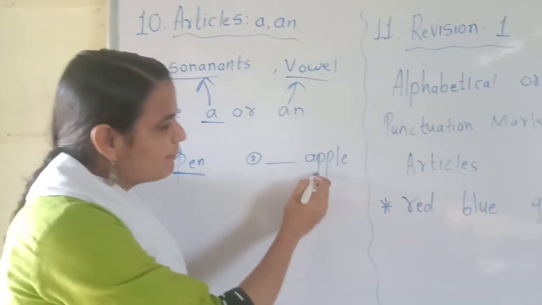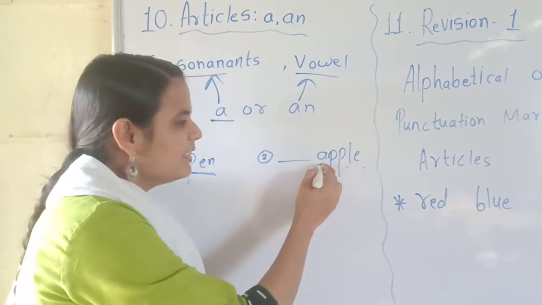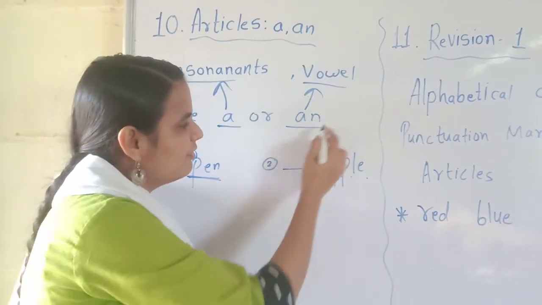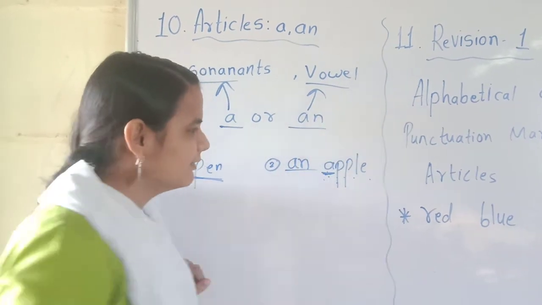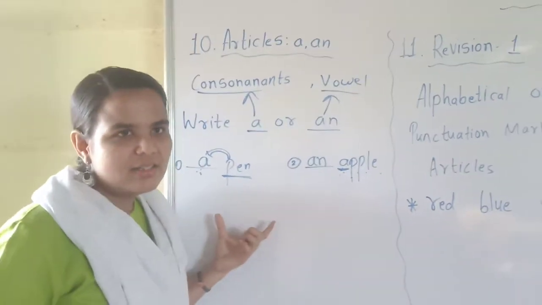Whereas in the second example the word is A, P, P, L, E, apple. Apple spelling starts with the letter A and A is a vowel. So we will write in front of that an. Okay, so this is how we have to use the articles a and an.